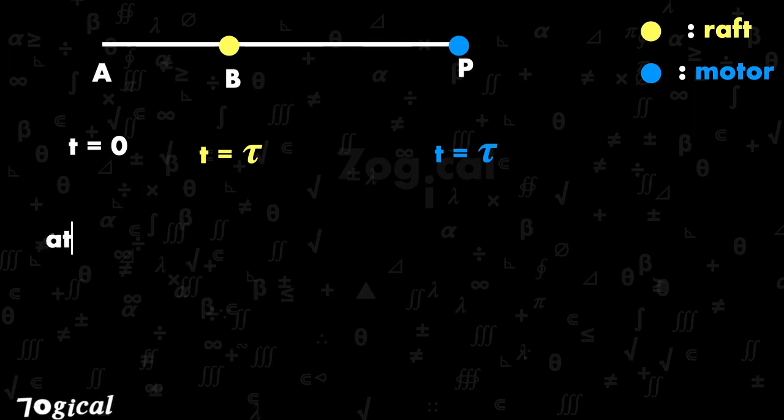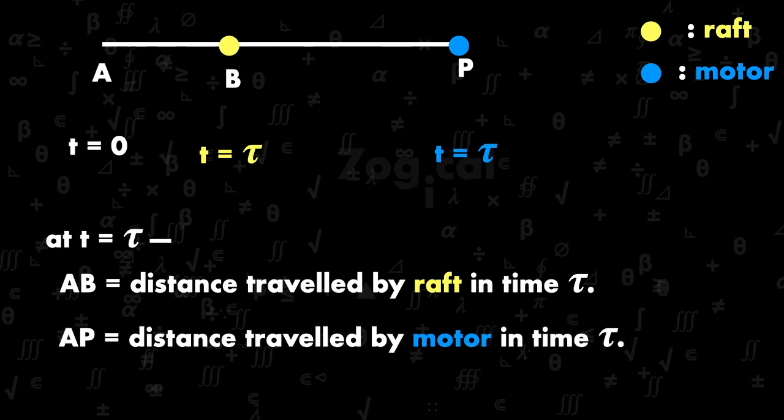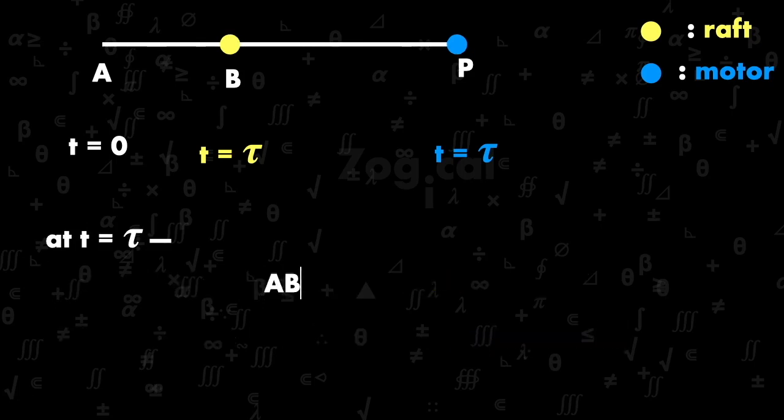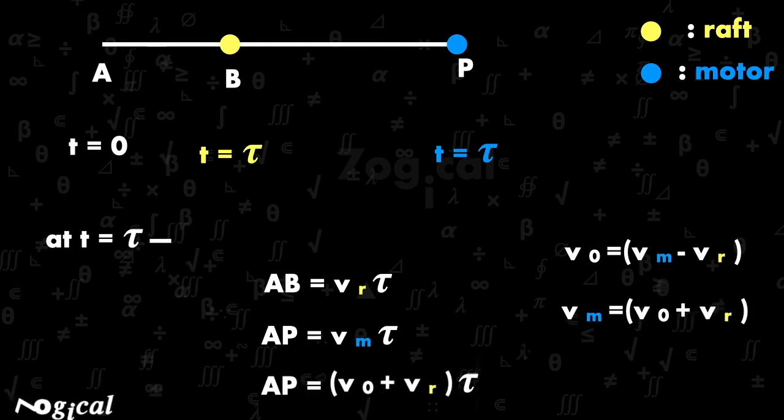Now at t is equal to tau, AB is equal to distance traveled by raft in the time tau and AP is equal to distance traveled by the motor in time tau. Now AB is equal to Vr into tau and AP is equal to Vm into tau. But V0 is equal to Vm minus Vr due to downstream, then Vm is equal to V0 plus Vr. Now AP is equal to (V0 plus Vr) into tau. Now we have two equations, AB and AP.